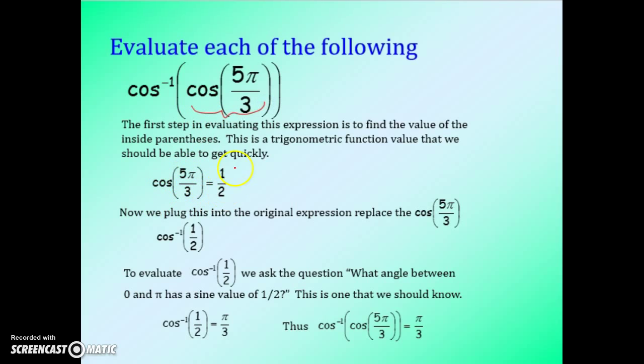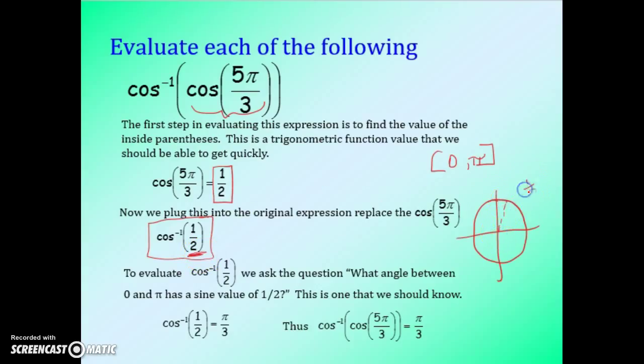We said that the cosine of 5 pi over 3 was 1/2. So now we want to stick 1/2 into the cosine inverse. Again, because it's cosine, we're only allowed to look on this interval on the unit circle, the top part of the unit circle, and we're looking for where cosine is positive 1/2. Well, it's positive 1/2 here at pi over 3. Over here at 2 pi over 3, it's negative 1/2. So we're looking for this angle measure of positive pi over 3.